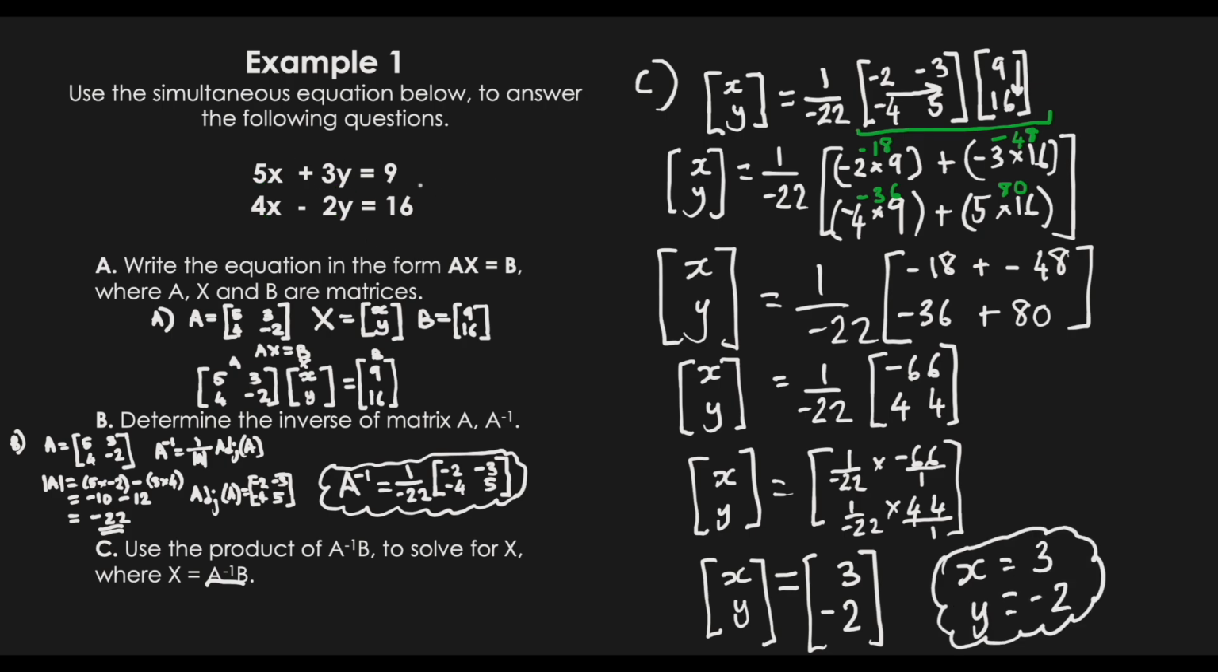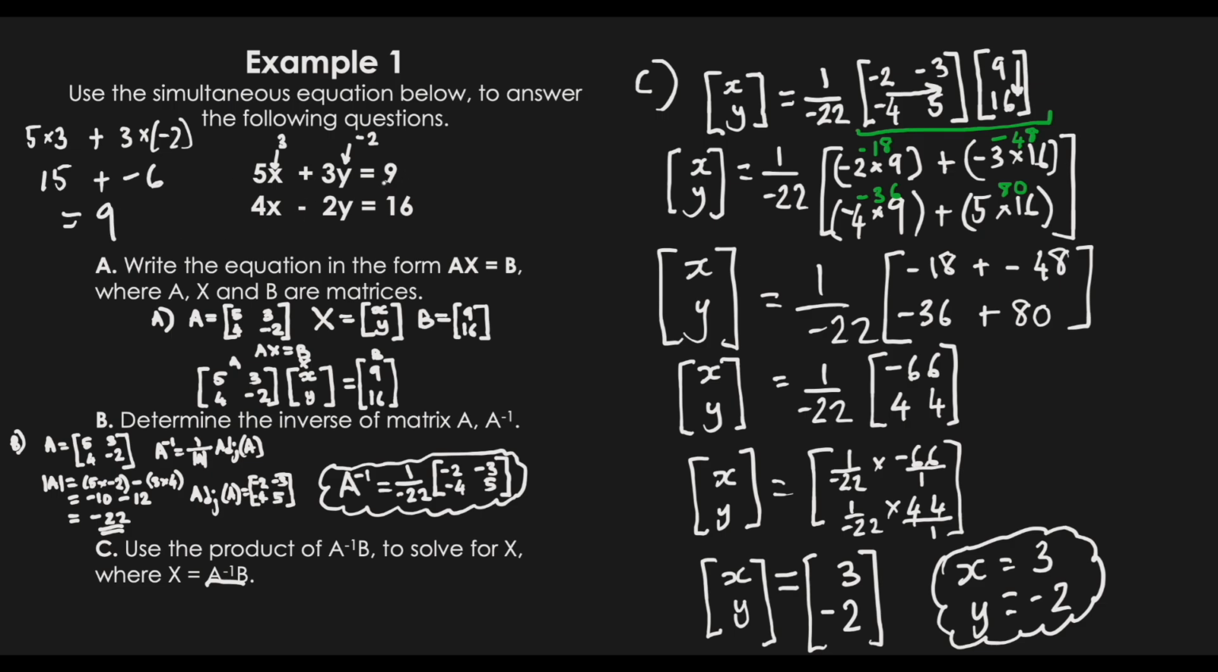Now, to prove this answer, we could try it in the formula. So what we have here is x would be 3, y would be negative 2. So what we are saying in essence is 5 times 3 plus 3 times negative 2. So what's 5 times 3? 5 times 3 is 15 plus 3 times negative 2 is negative 6. So 15 plus negative 6 gives us 9.